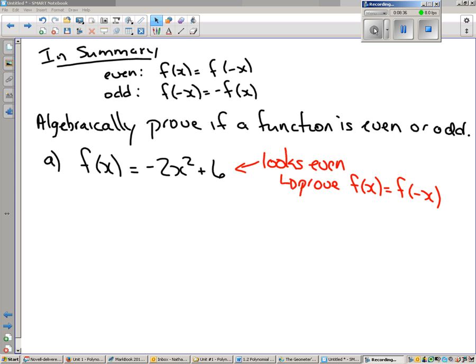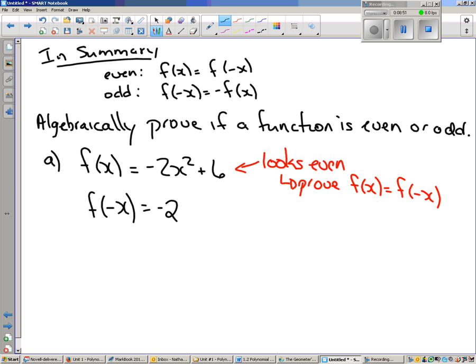So to prove this, we have to sub in or evaluate f of negative x. We're going to be looking at our function and subbing in negative x. To do that, wherever we see an x, we put a negative x.